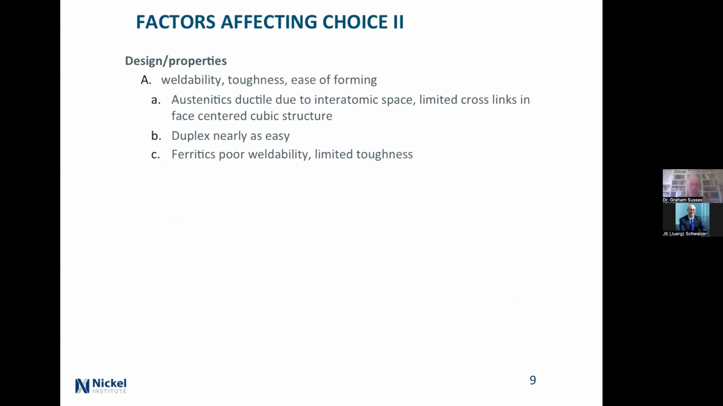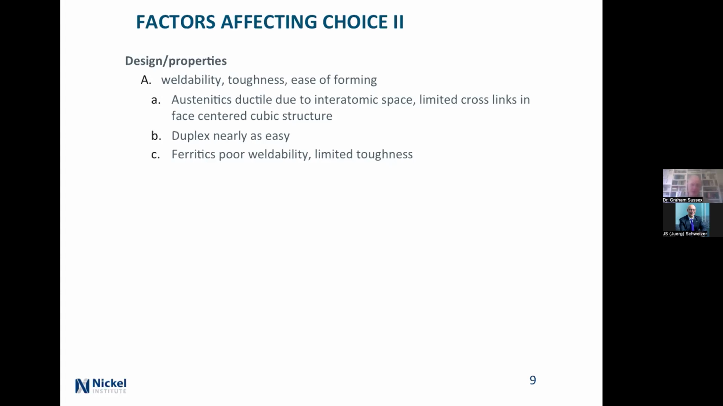What about the properties? Well, the weldability, the toughness, and the ease of forming. And the austenitics win out absolutely hands down. It's because of the way the atoms are arranged. For austenitics, they're on the outside of a little box of atoms that form, and so you get very limited cross-linking, which means it's easy to deform them.